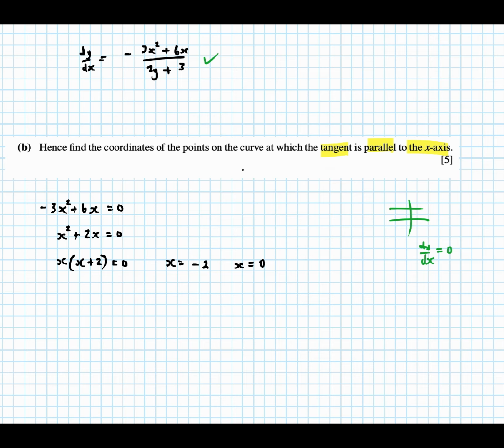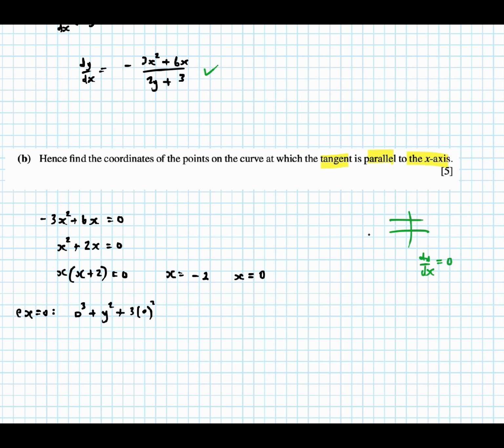Let's plug these in. Plug them into your original equation. So where x equals 0, we have plus 3y. Plus 3 times y equals 4. And you get, of course, y squared plus 3y equals 4, or minus 4 equals 0, and then solve that. Expand the brackets there, y equals minus 4, and y equals 1. So there'll be a set of coordinates. You have 0, minus 4, and 0, 1.